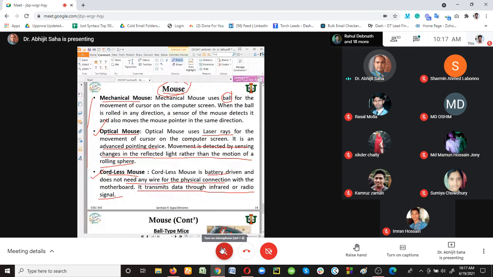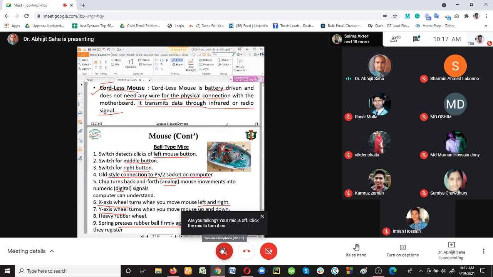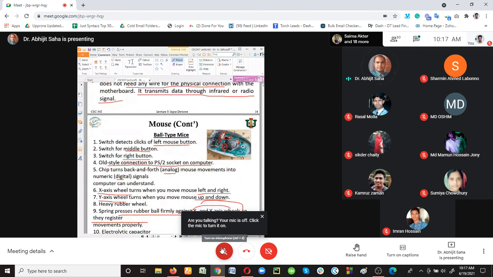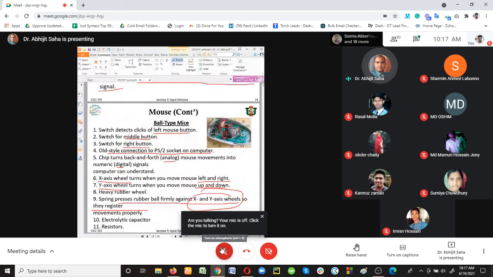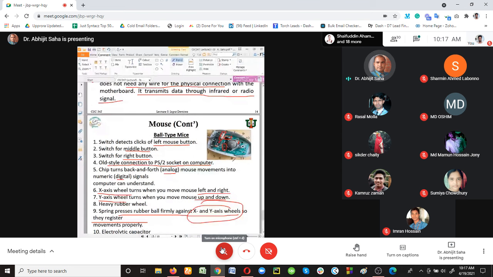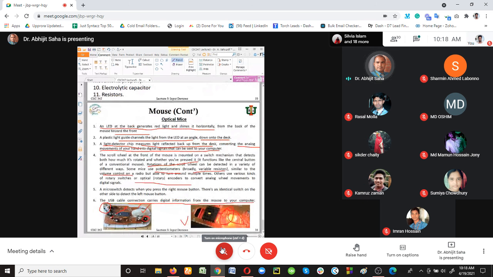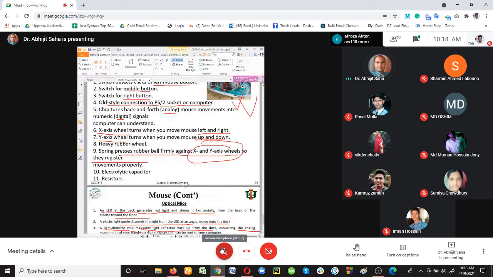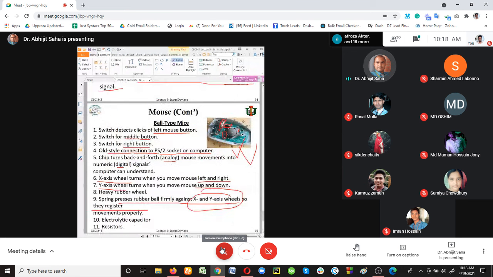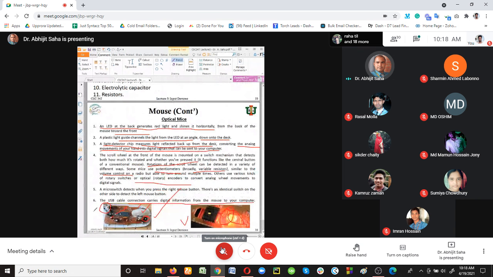If you go to your lecture notes, you'll find some troubleshooting part also for the mouse. I have already said that this type of mouse is not used anymore, but you can find it in an old computer. These days you'll find optical mice, in most cases cordless also. The cordless mouse works like the optical mouse, but it does not have a physical connection with the computer system.